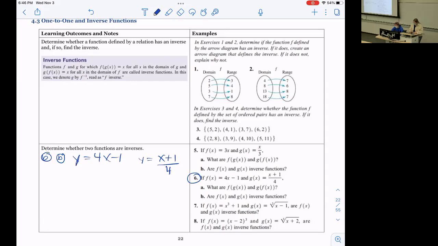So we're going to look at the first equation first, and we're going to switch x and y. And then we're going to solve for y again. So x plus 1 equals 4y, and then divide by 4. And y equals x plus 1 over 4, and we know that that is the inverse of 4x minus 1. And then we see over here that that is what we're given for the other equation. And so they are inverses.